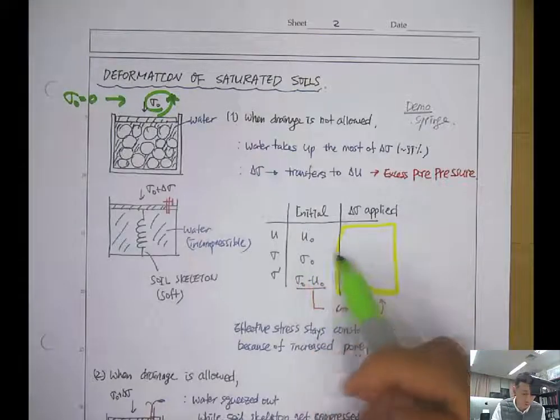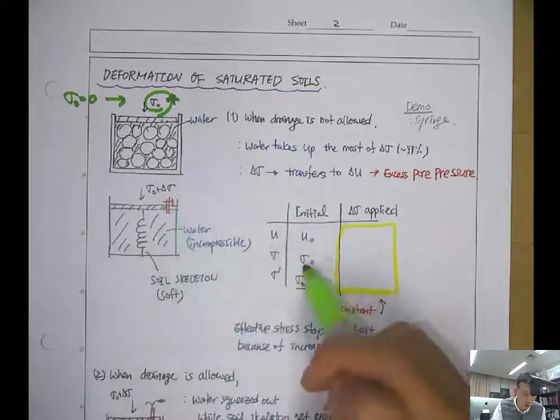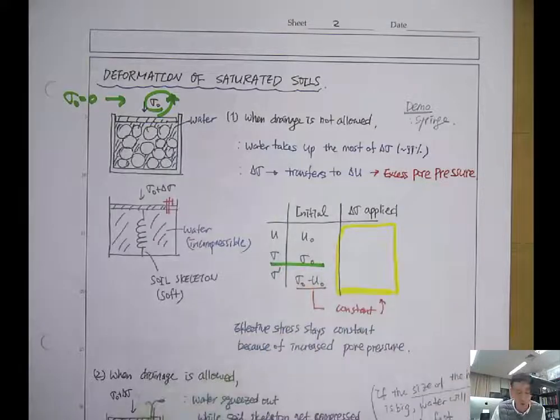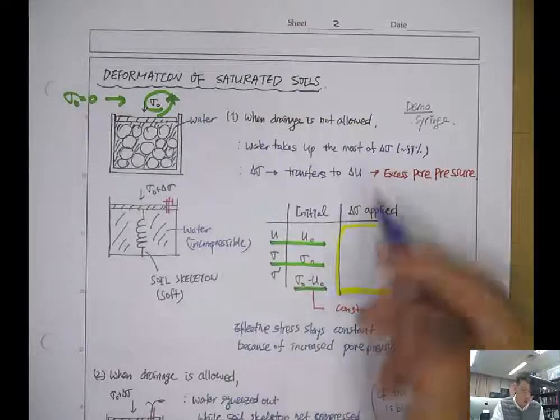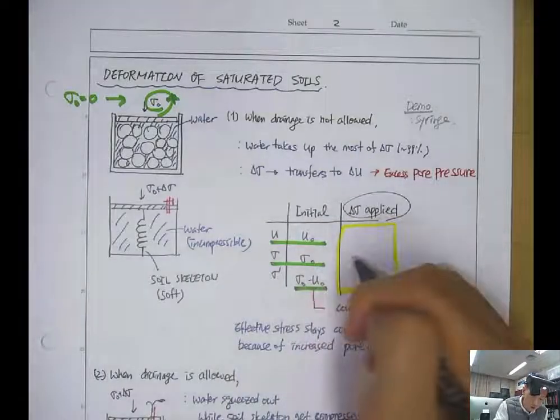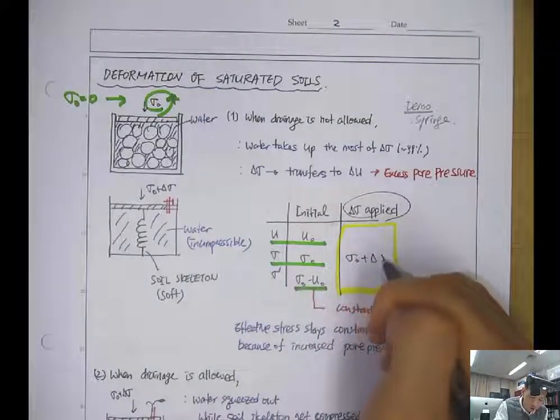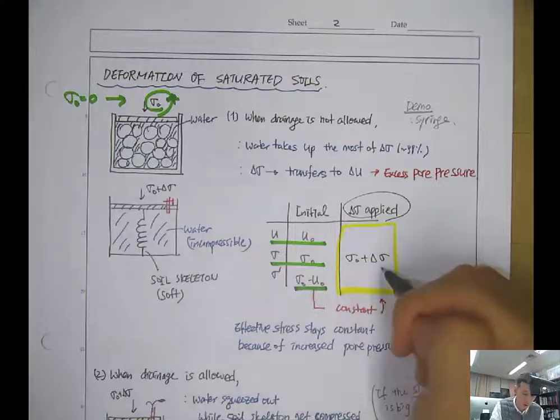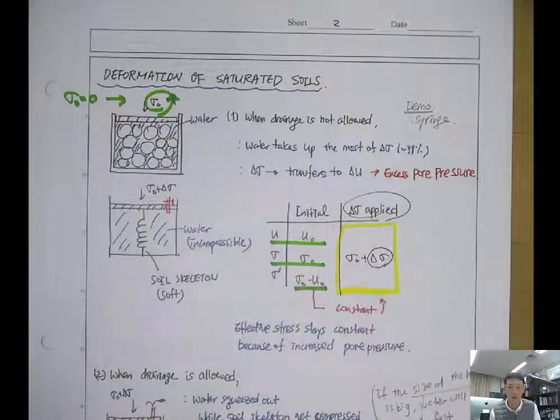So initially, here we go. Total stress is given by this much, sigma naught. And at that time, the pore water pressure was U naught. So the effective stress was sigma naught minus U naught. Right? When delta sigma is applied, total stress will be sigma naught plus delta sigma. So this is the load increment.